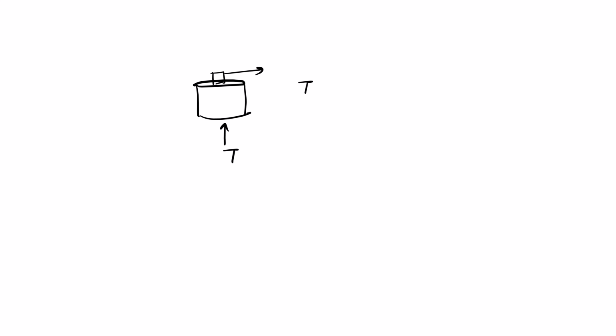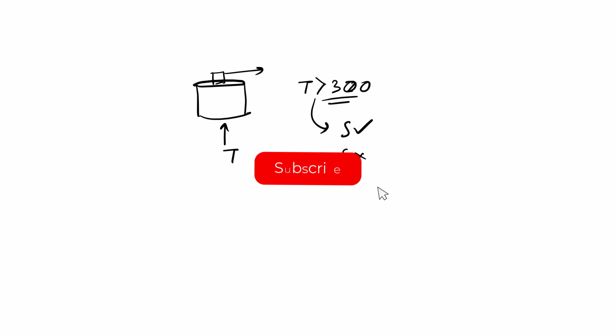For example, let's say you have a container and you are providing some kind of a temperature here, and let's say you need to turn on a switch or a parameter at the top, right? And the condition is that if the temperature is greater than 300, only then the switch will turn on, otherwise the switch will turn off.